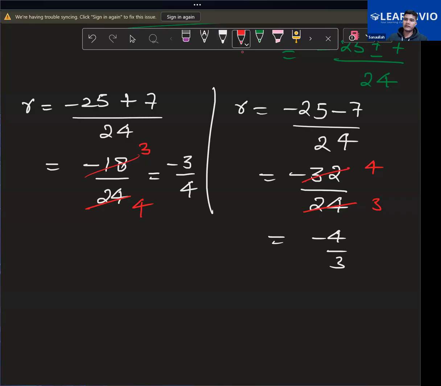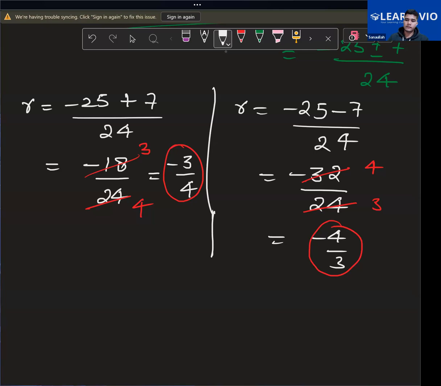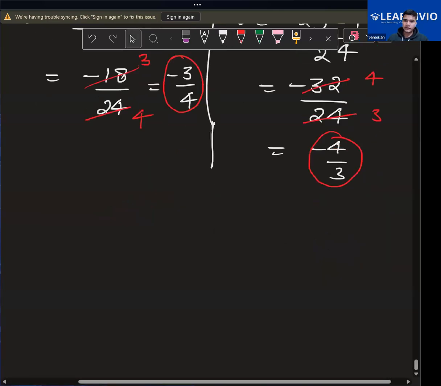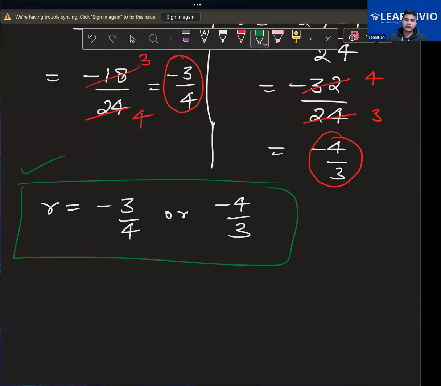So we have this r as minus 3 by 4, and this as minus 4 by 3. Now we have two values of r, that is r can be minus 3 by 4, or it can be minus 4 by 3. So we got two values of r. Now we have to check accordingly.